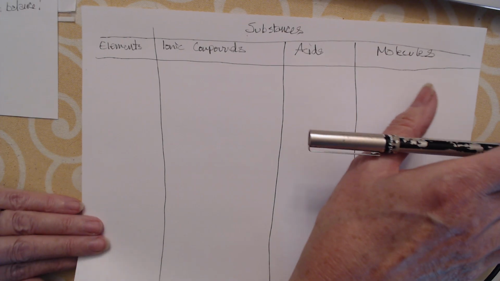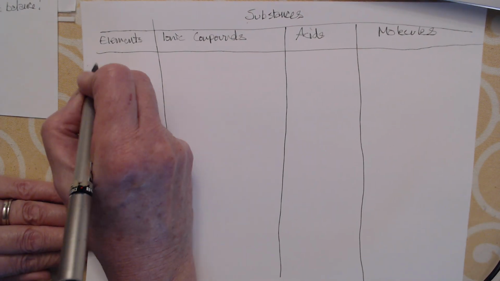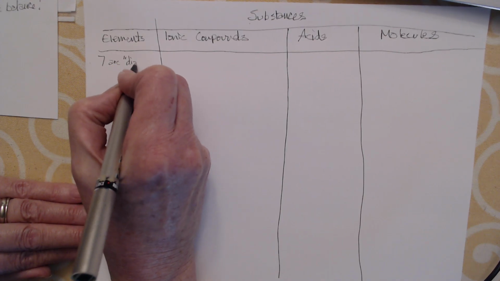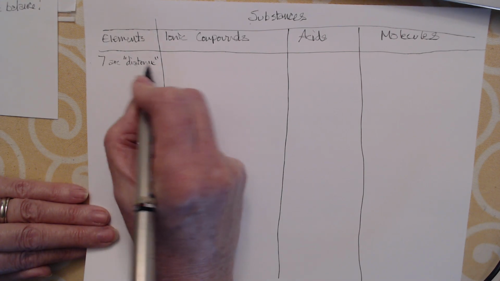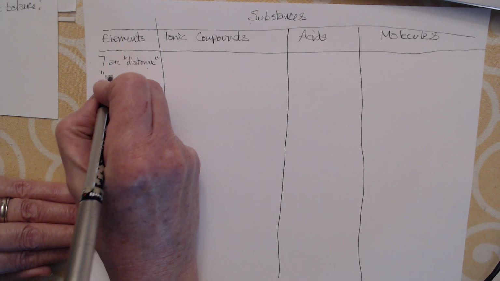And here we go. So elements are pretty basic, right? We all know what elements are. But the only thing to remember is 7 are diatomic. And diatomic, of course, means 2 atoms, right? And we also sometimes refer to these as molecular.